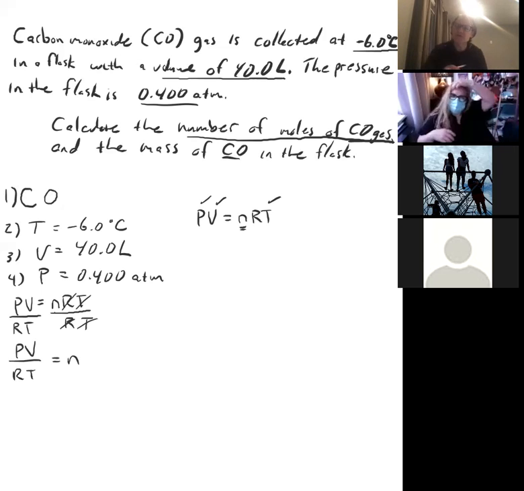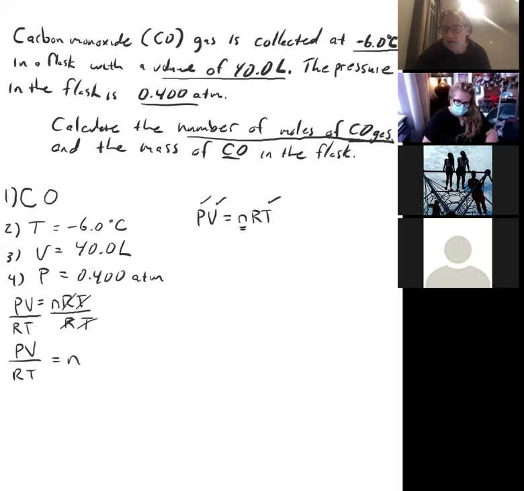Make sure you're careful when you use your calculator for these problems. When you divide by RT, make sure you divide by R and then divide by T. Don't divide by R times T on your calculator, because if you do it that way, the calculator may interpret it as divided by R, but times T instead of divided by T. You want to divide it by R and divide it by T, okay?